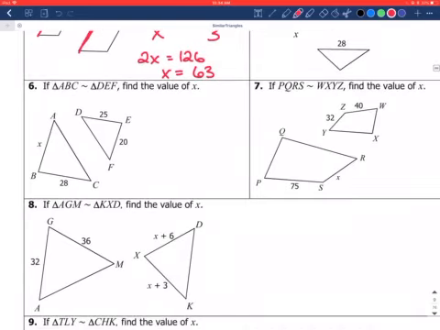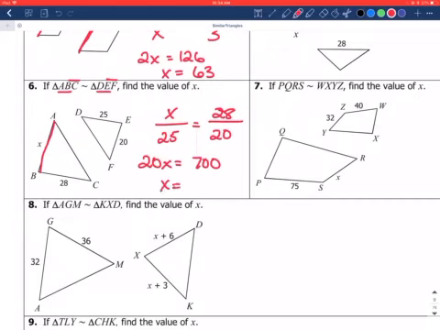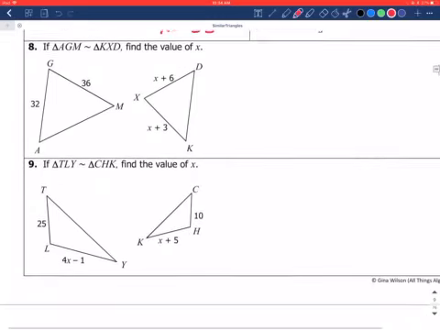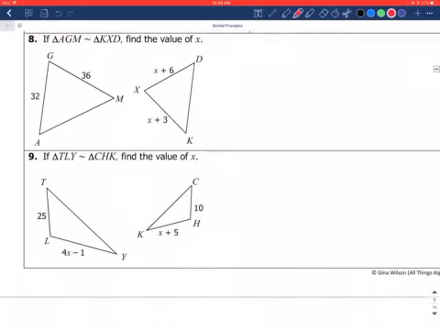So we can do the same thing with number 6, and now they gave us a similarity statement, which is really nice. So we know that AB, which is X, will correspond with DE. So X goes with 25. And we know that will be BC. That 28 goes up top. And BC corresponds with EF, which is 20. So from there, we have 20x equals 700. And we divide that by 20, and that will give us 35. You can do the same thing with 7. It's just using a congruency statement and setting up a proportion.